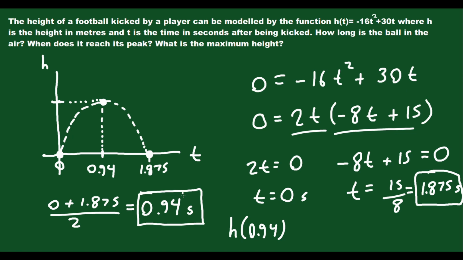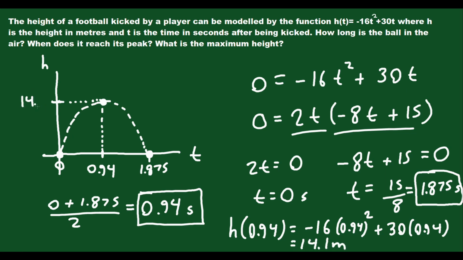And actually that's a rounded answer, so you can plug in the more precise answer if you wish, if you've saved that on your calculator. But you plug that in, you get -16 times 0.94 squared plus 30 times 0.94. And if you do this calculation, what you'll get is approximately 14.1 meters. So you can mark that up here, 14.1. That is the maximum height achieved by this kick.